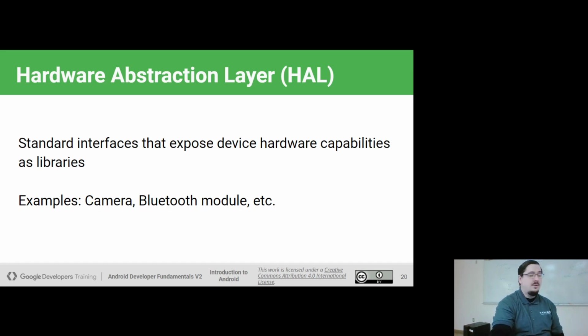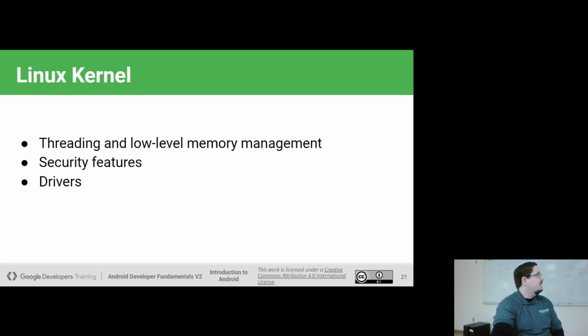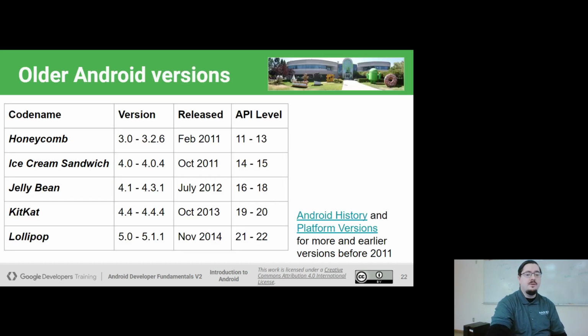So we've got the hardware abstraction layer, which deals with camera, Bluetooth, etc. We've got the Linux kernel down all the way at the bottom, which actually deals with managing the processes, managing threads, managing the actual memory. That's where that happens, as well as certain security features built in at that level. So like security features of, this app A can't access the files of app B. Well, that's all the way down at the Linux side. File permissions are all the way down there. And drivers may be in there as well for dealing with other devices.